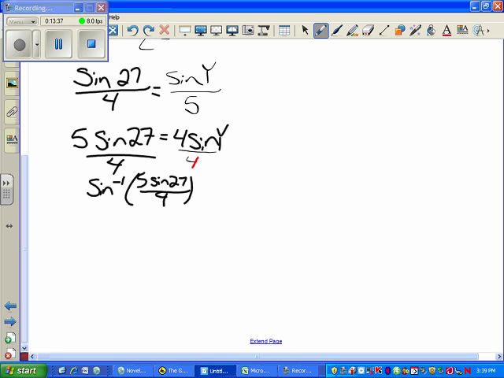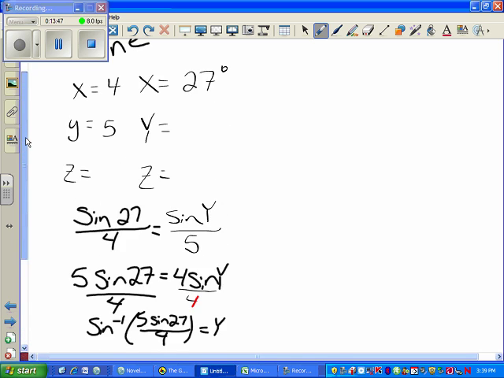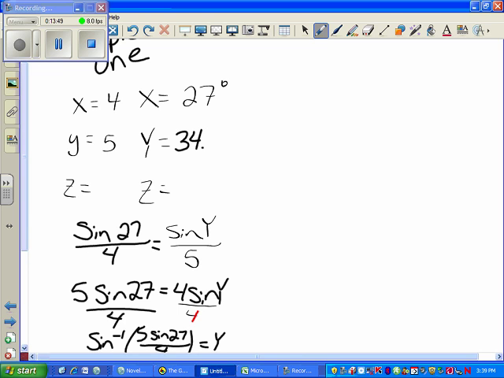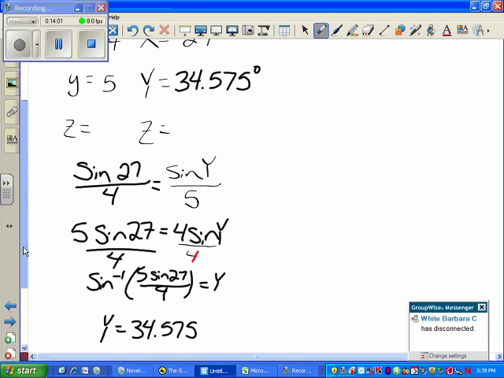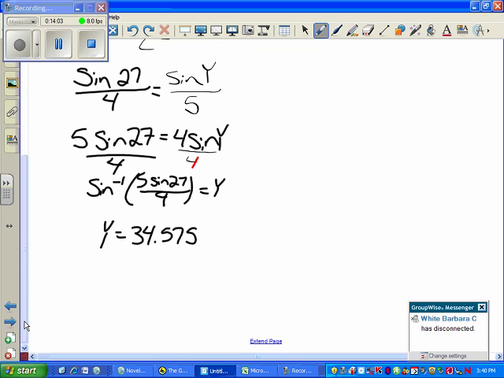And what did you get? What does y equal? 34.575. You agree? Okay. Now, 34.575. Right now, we have to keep in our brain, I might have two triangles, or I probably do have two triangles. So remember, just like the sine of 30, also 150, they're supplementary, right? 30 and 150 are supplementary.